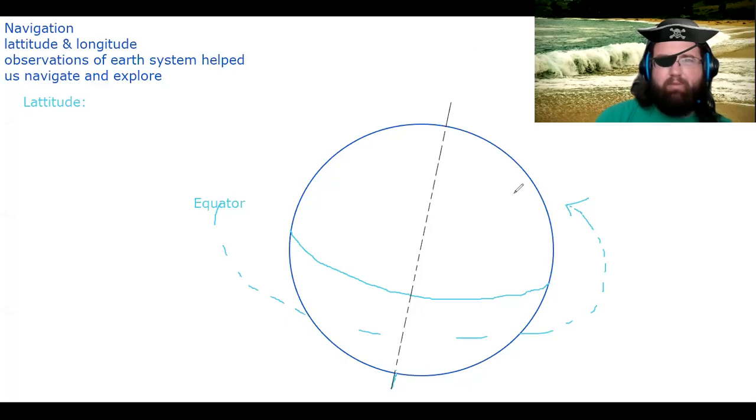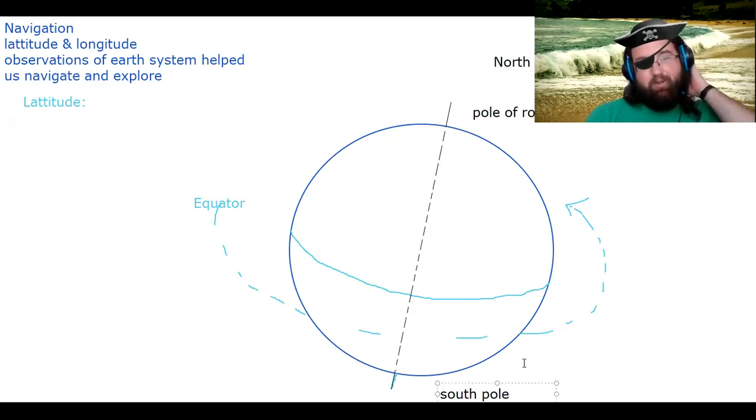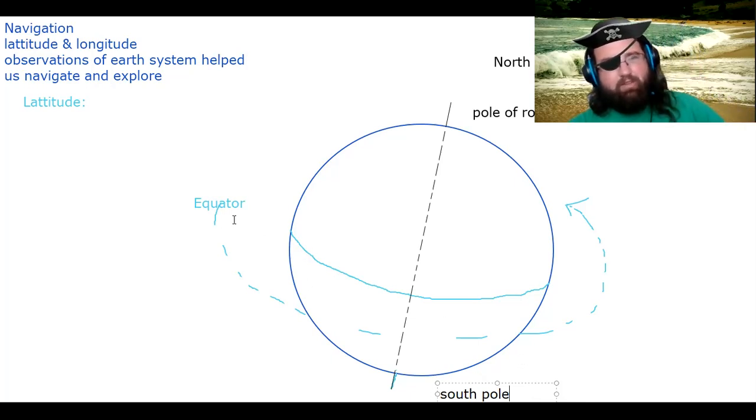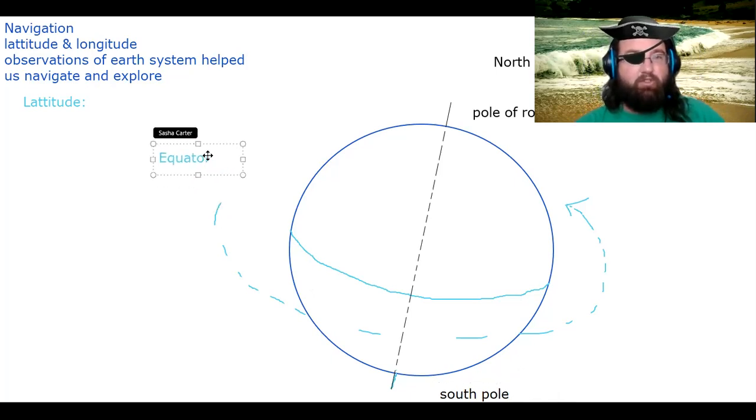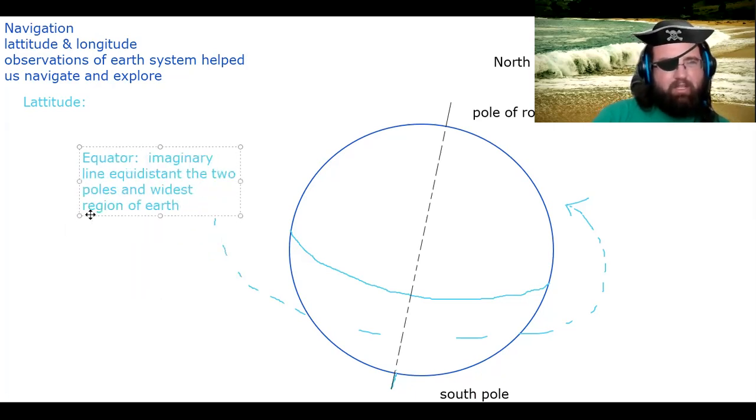So on a planet, we have a pole of rotation running through it. And where this pole of rotation pierces the Earth, you have the North Pole. And of course, if there's a North Pole, there has to be a South Pole. Then we have this rotation taking place around this pole. Meanwhile, we have this equator. This is an imaginary line which is equidistant between the two poles of Earth. So one way to think about our location is where we are relative to the equator and the poles.